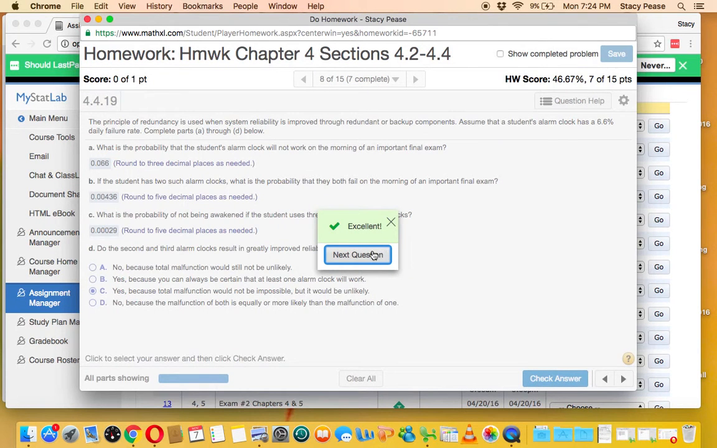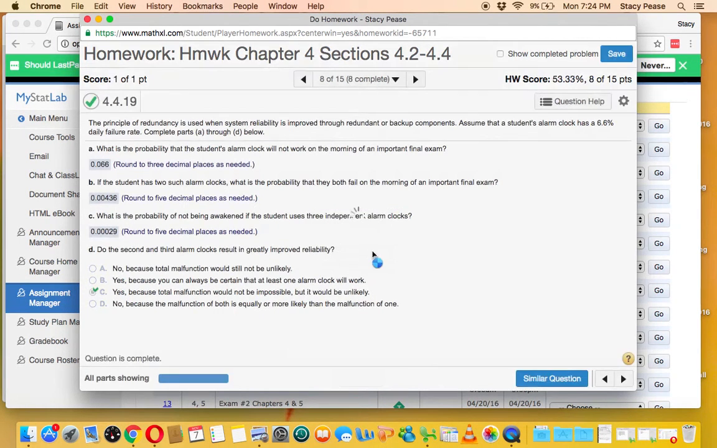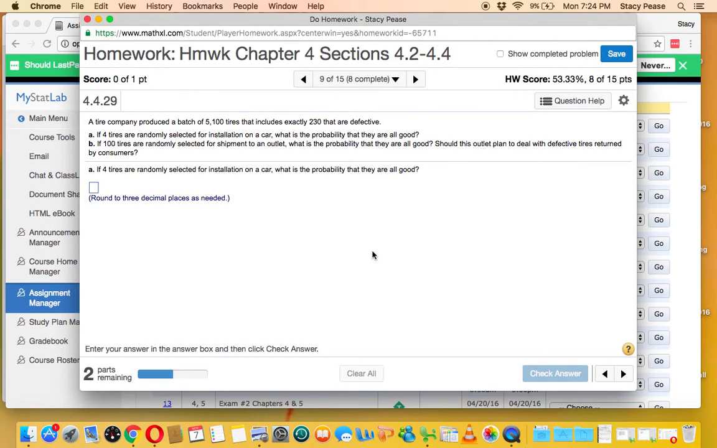Okay, so great. There's question 8, and we've completed all the parts. Okay, next question, also from section 4.4 on the multiplication rule. A tire company produced a batch of 5,100 tires that included exactly 230 that are defective. We want to know in part A, if 4 tires are randomly selected for installation on a car, what is the probability that they're all good?